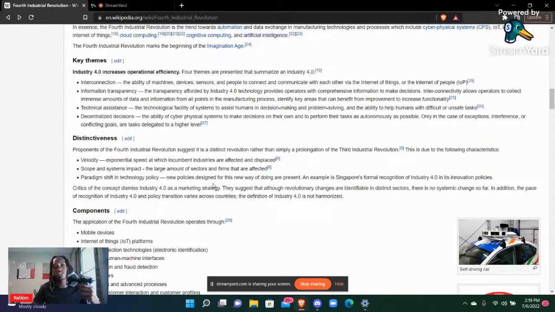It says information transparency. The transparency afforded by Industry 4.0 technology provides operators with comprehensive information to make decisions. Interconnectivity allows operators to collect immense amounts of data and information from all points in the manufacturing process, identify key areas that can benefit from improvement to increase functionality.